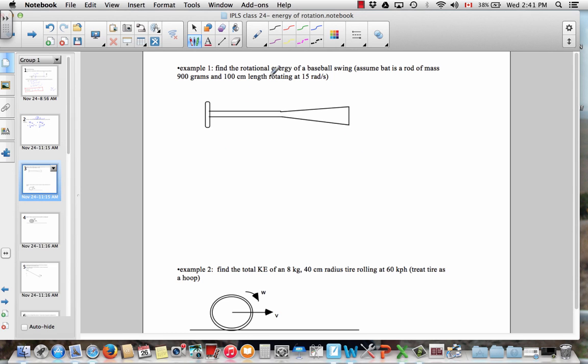So here's a simple example. Let's find the rotational energy of a baseball swing. In a baseball swing, we'll ignore the translation of the wrists and say, okay, basically this point's at rest. So it's just a pure rotation. And we're told that it's swinging at a constant 15 rad per second, so we know omega. First of all, we know the kinetic energy of rotation is 1/2 inertia times angular velocity squared. We've got the angular velocity. We need to know the inertia, and that depends on the shape.